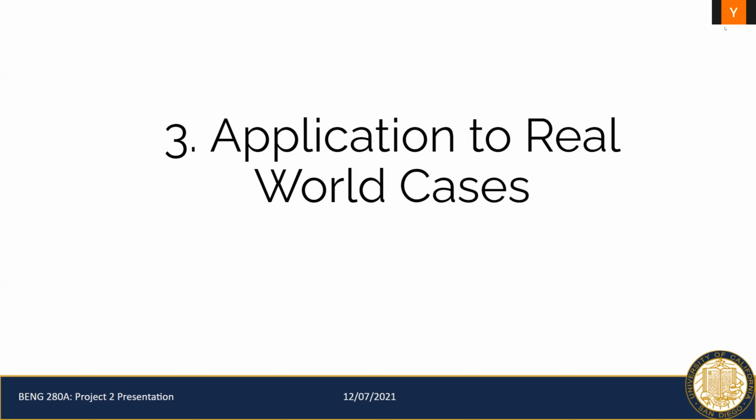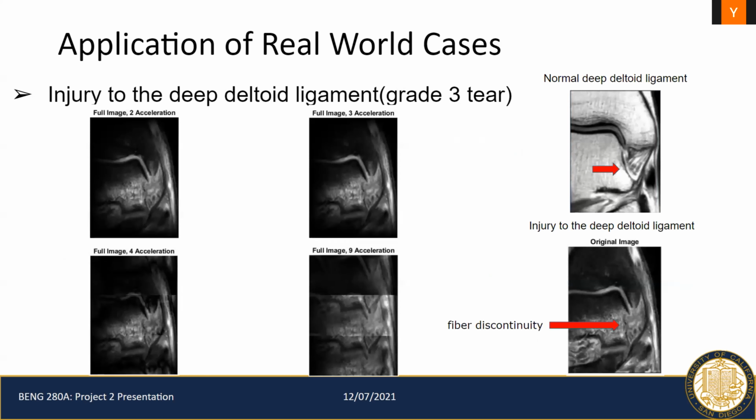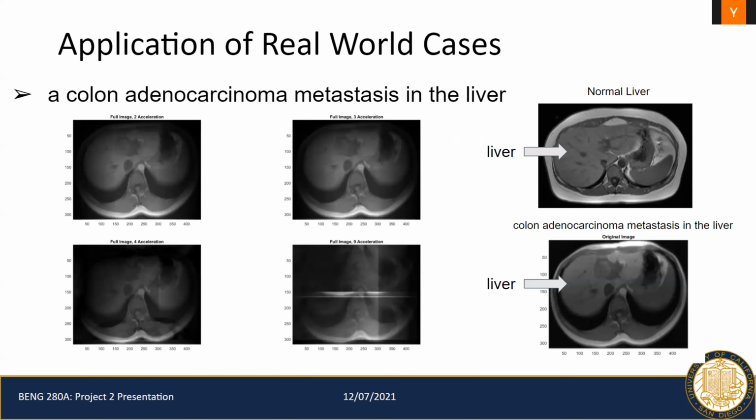Okay, so in part 3, let's take a look at some real world cases. Here we have a liver MRI image, and there's a colon adenocarcinoma metastasis in the liver. We use different acceleration factors to acquire images. In the images with 2 and 3 acceleration, you can still get a reconstructed image without noticeable aliasing, and in the image with 4 acceleration, aliasing becomes more obvious.